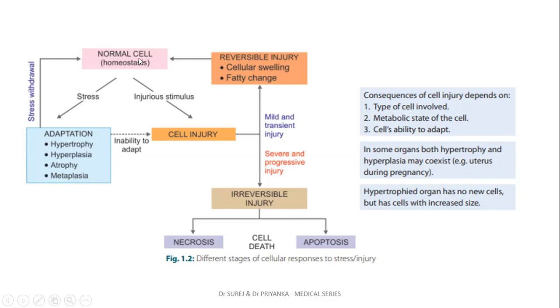That means, again I want to repeat: normal cell, stress present, adaptation. If the stress is withdrawn, the normal cell will be regained. If the stress is not withdrawn, there is inability to adapt, then cell injury will occur. If the cell injury persists and it is mild and transient, it will go for reversible injury, cellular swelling and fatty changes, and the normal cell will be regained. If it is severe, progressive injury, irreversible cell injury, which will go for necrosis or apoptosis.